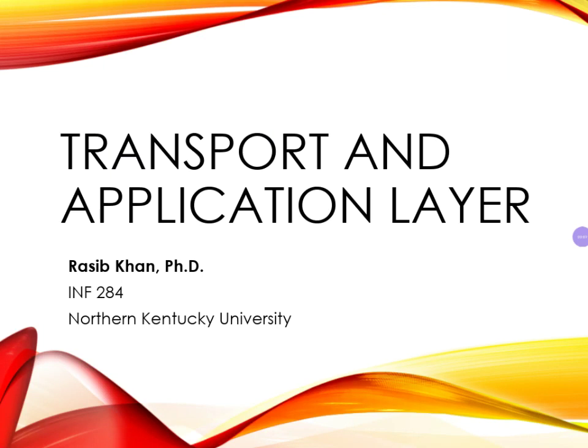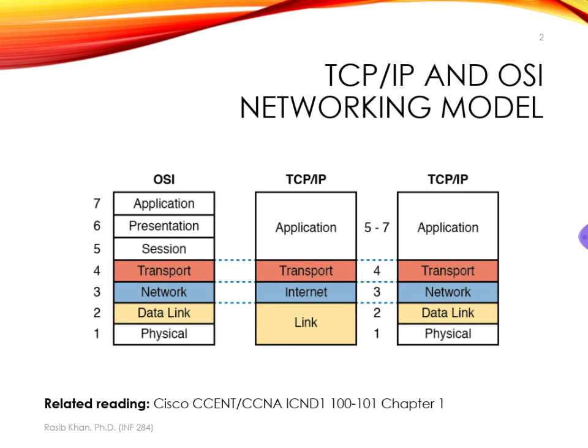All right, welcome to the video lecture series on Introduction to Computer Networks, and today's topic is going to be transport and application layer in the TCP/IP model. So, let's refer to the model that we have been looking at so far. In the far left, you've got the OSI model, which consists of 7 layers, starting from physical up to the topmost level, which is application.